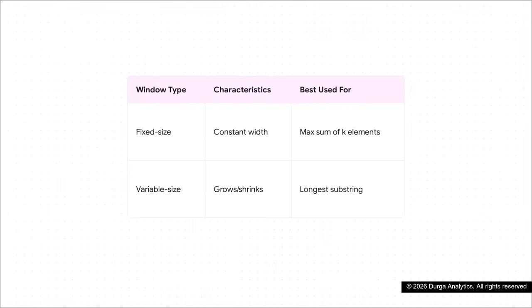Depending on what your system requirements are, you're going to reach for one of two window types. You've got the fixed size window, which maintains a constant width. Say you need the maximum sum of exactly k consecutive elements. You just slide the window one step at a time, updating in O(1) time per step. Then you have the variable size window. This one grows and shrinks dynamically based on a specific condition. A classic example is finding the longest substring with no repeated characters. The right edge keeps expanding to gobble up more data, and the moment you hit a duplicate and violate your condition, the left edge advances to shrink the window until it's valid again.